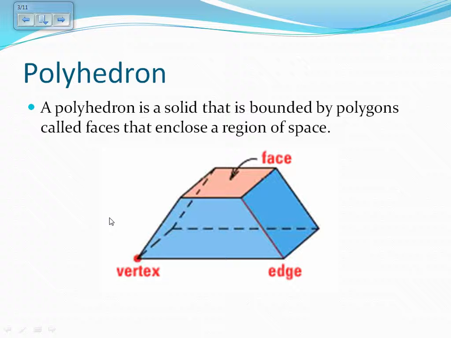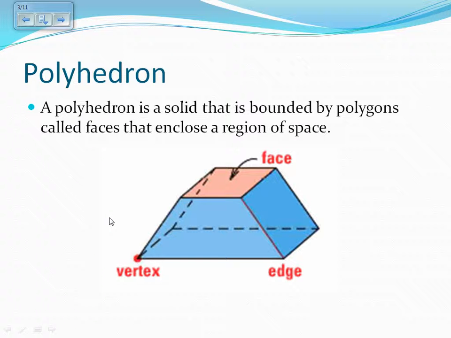The faces are all the sides. Highlighted in red is just one of them. The edges are where they meet. And the points where the sides meet is called the vertex. Okay? Easy enough? So a polyhedron has to be any shape enclosed by polygons.